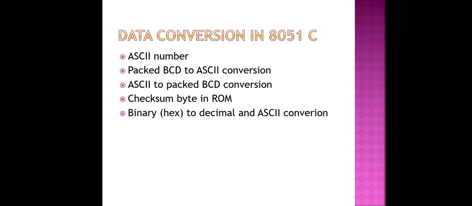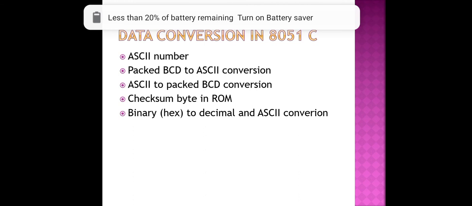Then the next conversion is the checksum byte in ROM. To ensure the integrity of ROM contents, every system must perform checksum calculations, and this process of checksum will detect any corruption of the contents of ROM. One of the causes of ROM corruption is a current surge. Then it is called the checksum byte.